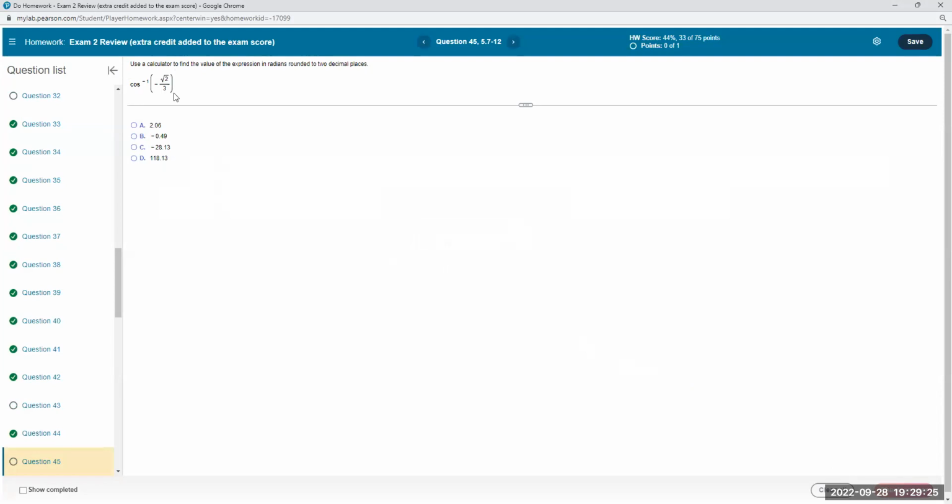Use a calculator. This is similar to the one I just did, except instead of sine, you've got cosine. I'll let you do that one. Practice those. Just remember to keep your calculator in radians.